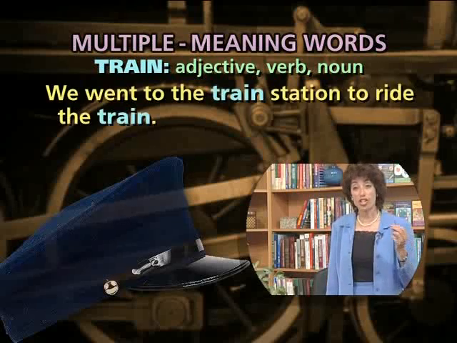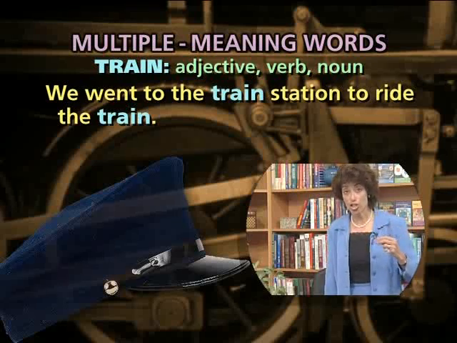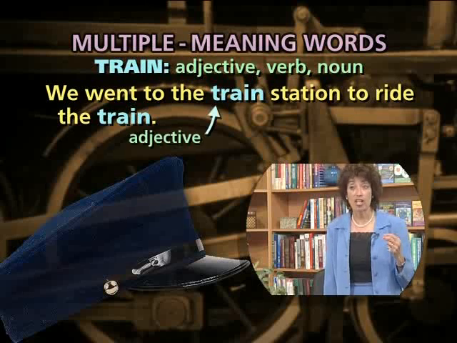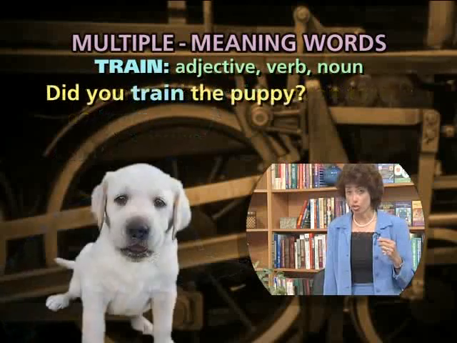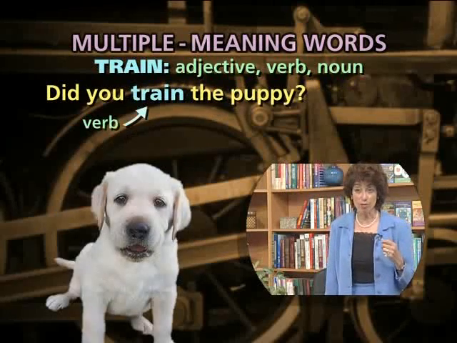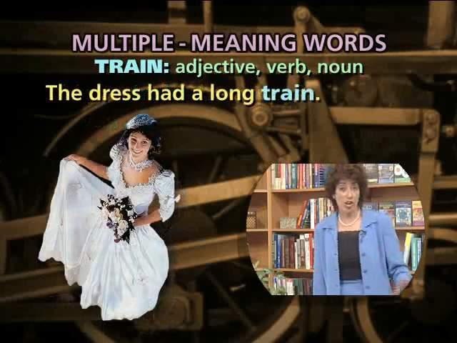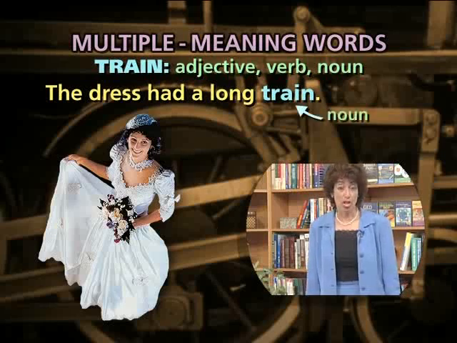We went to the train station to ride the train. Well, train station, train is being used as an adjective. To ride the train, that's being used as a noun. Did you train the puppy? Well, now you're doing an action, so that's a verb. The dress had a long train, that's the fabric underneath, that is used as a noun. So, pay close attention to how the word is being used in the sentence to know exactly what it is.